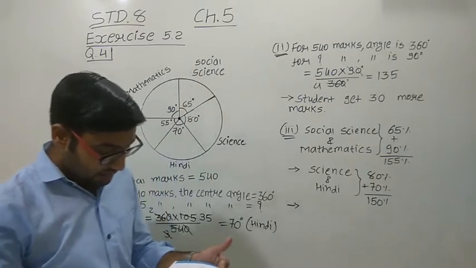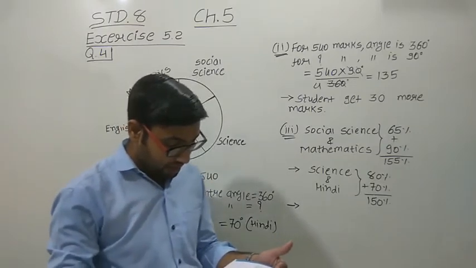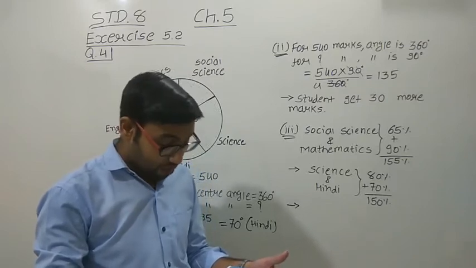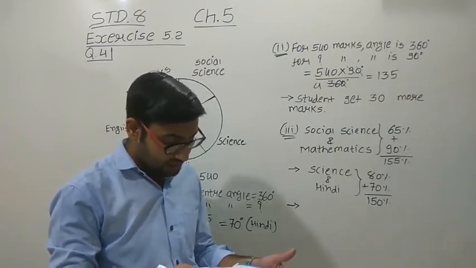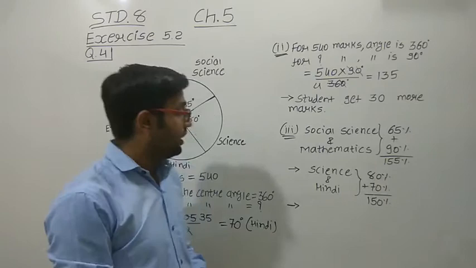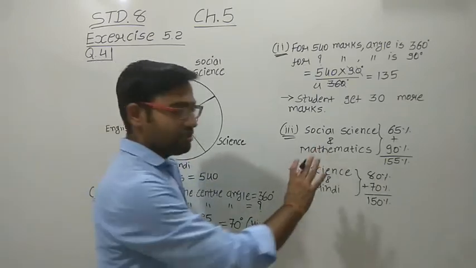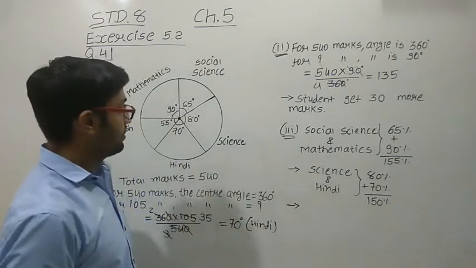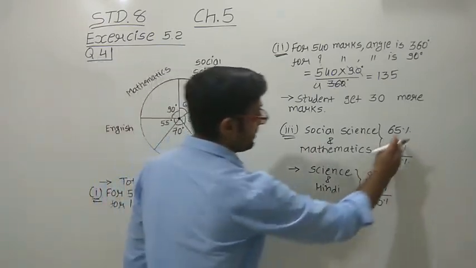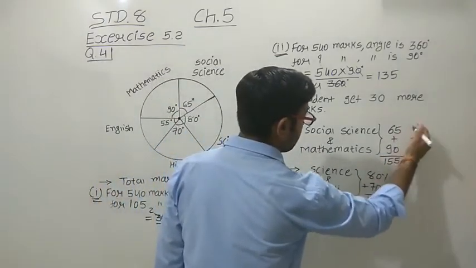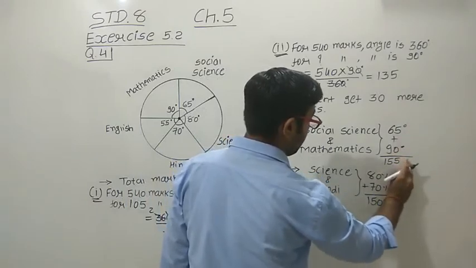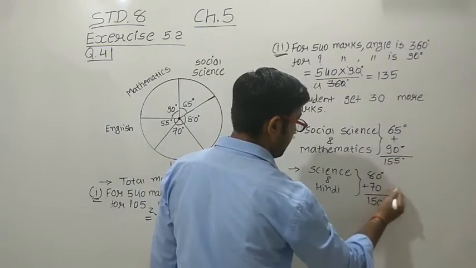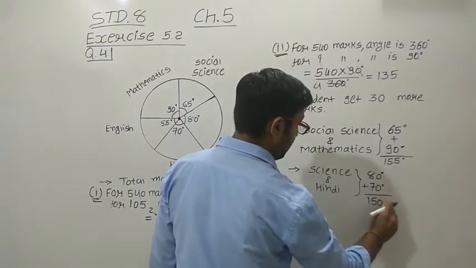Third question is, examine whether the sum of the marks obtained in social science and mathematics is more than in science and Hindi. So here, see, we do not have to calculate the marks. We can use this percentage. We can use this degree. See, these all are actually the degrees. This is 65 degrees, 95 degrees, 155 degrees. This is 80 degrees, 70 degrees and 150 degrees.